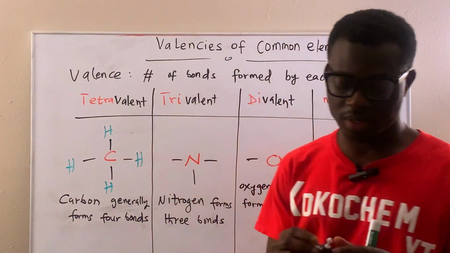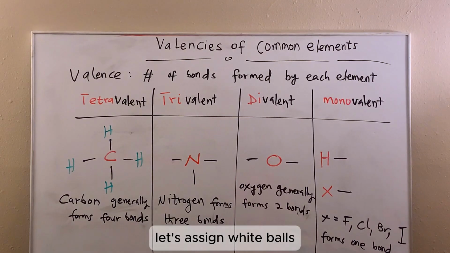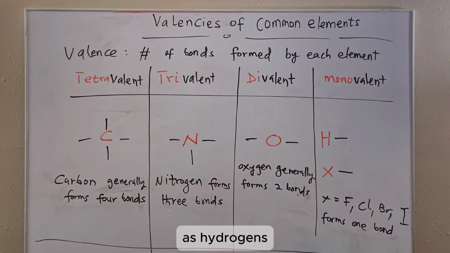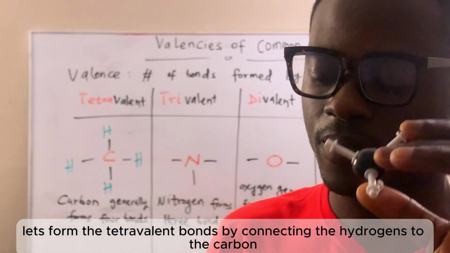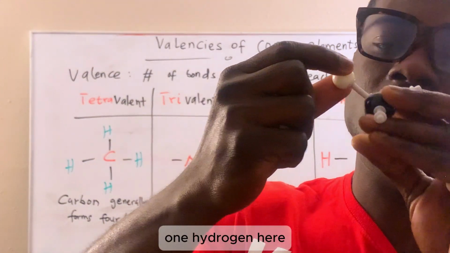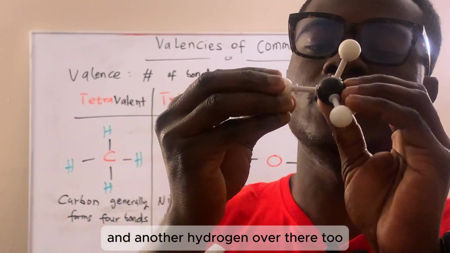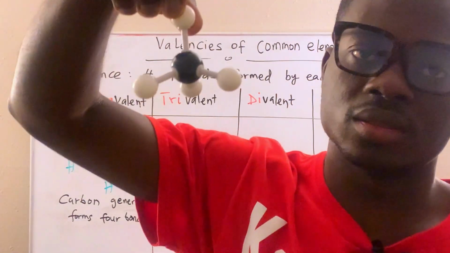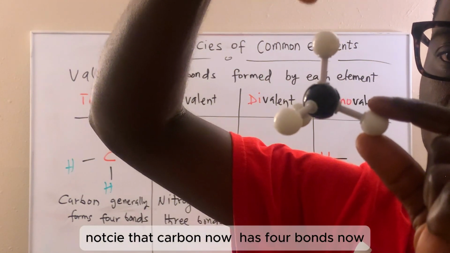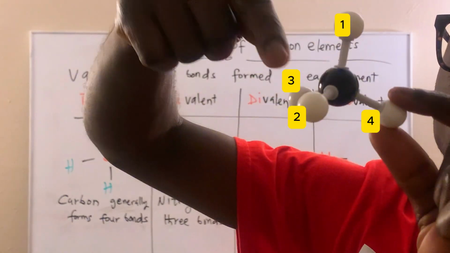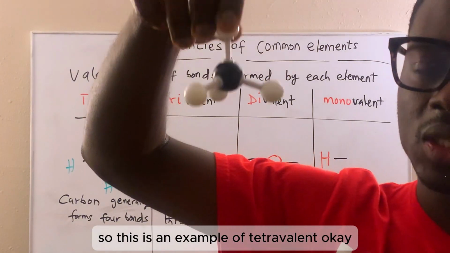Tetravalent. For illustration's sake, let's take a black ball as carbon and assign white balls as hydrogens. Carbon forms tetravalent bonds. You connect one hydrogen, another hydrogen, another hydrogen, and another hydrogen, forming methane. Later on, we'll go into more details, but carbon has 4 bonds: 1, 2, 3, 4, with the central carbon in the middle. So this is an example of tetravalent.